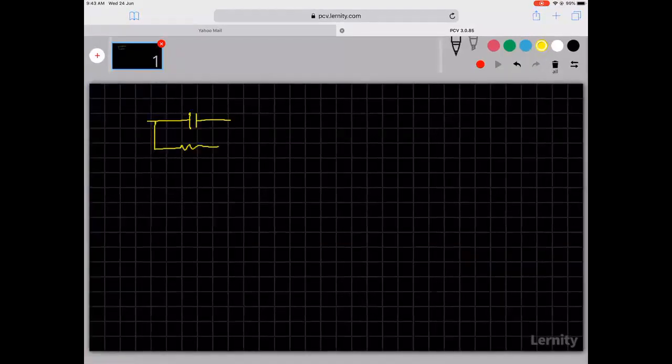Is my screen visible, Ranjit? Yes, sir. It is visible. I'm drawing something. Yeah, you're drawing a circuit, sir. Okay. It has come. Okay. So good. Thank you. We will move on.